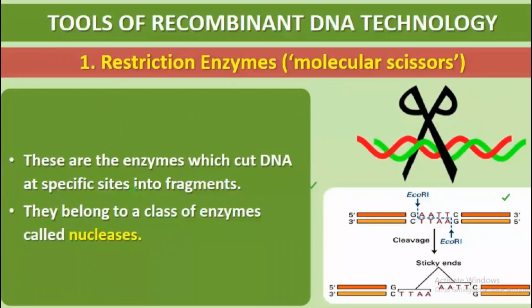We can study in detail about the restriction enzyme. The other term which is used is molecular scissors. These molecular scissors are used to make the DNA into fragments. That means enzymes which are used to cut DNA at a specific site to make fragments. These enzymes belong to a class of enzymes named nucleases. They are known as nucleases.